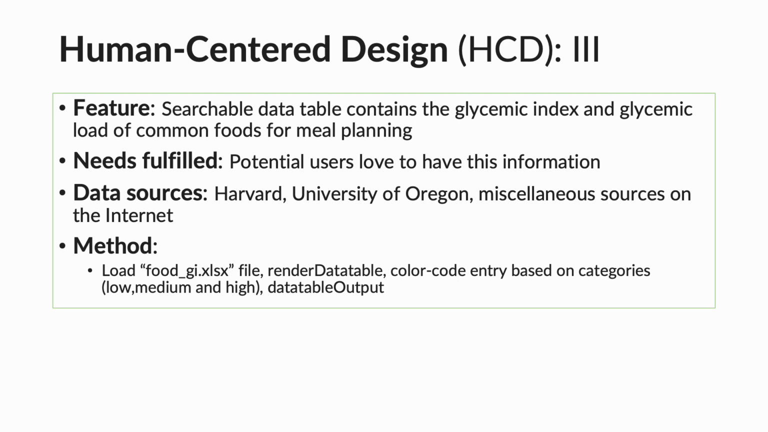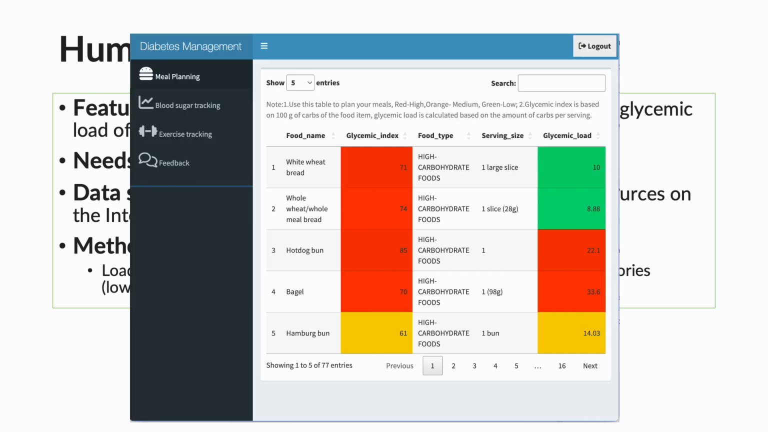My methods include first loading the food glycemic index file, and then rendering the data table and color coding each food entry based on its category, whether it is low glycemic index, medium, or high. And then the output should show the data table. This is what it looks like when the user clicks on the menu item meal planning.